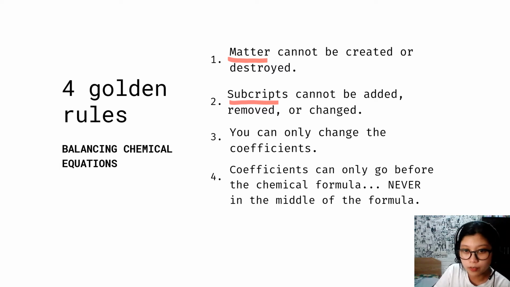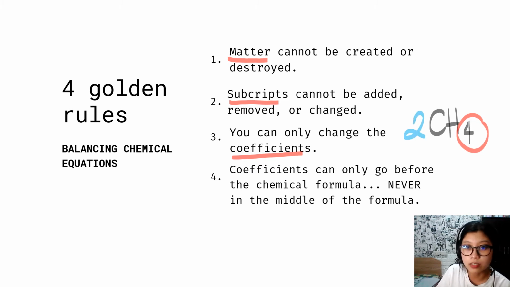For example, we have the chemical formula CH4. The 4 here is the subscript. Since it is the subscript, we cannot change it because it is already given in the formula CH4 for methane. But the only thing that we can change are the coefficients. The coefficients are placed right before the chemical formula. An example of this is the 2 in 2CH4.